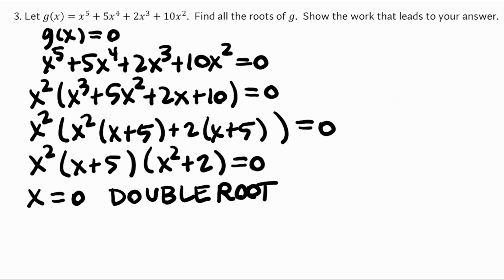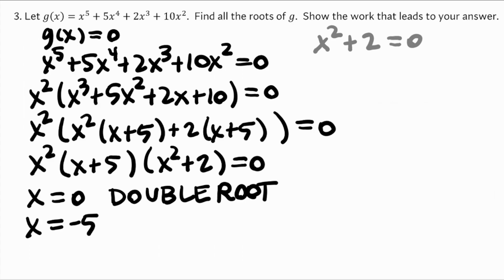Okay, I could have x plus 5 equaling 0, and that would happen when x was negative 5. That's going to be a single root, but I don't think I need to write that there. And then x squared plus 2 equals 0. That's something I'm going to need to do a little bit more work on. So I'm interested in solving the equation x squared plus 2 equals 0.